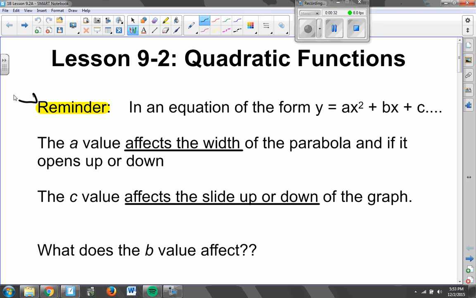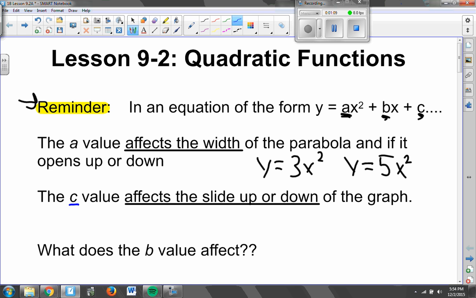As a reminder, in an equation of the form y equals ax squared plus bx plus c, where a, b, and c are just some numbers, the a value affects the width of the parabola. Remember looking at multiple parabolas and deciding which one was more narrow or less narrow? Like this example we looked at, where 3 is wider than 5 because that's a smaller number. So the a value, the number in front of the x squared, affects the width.